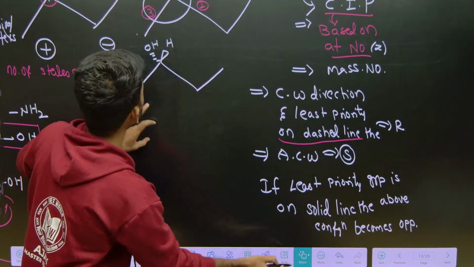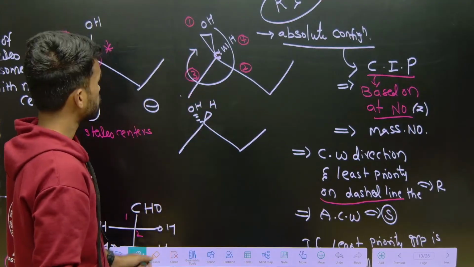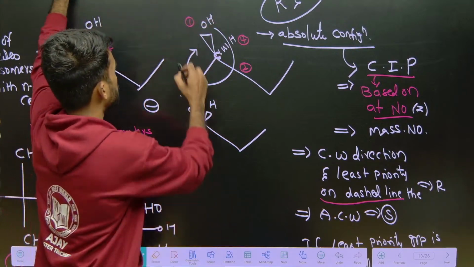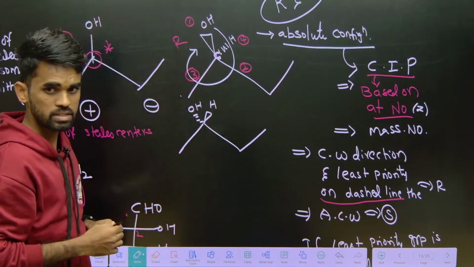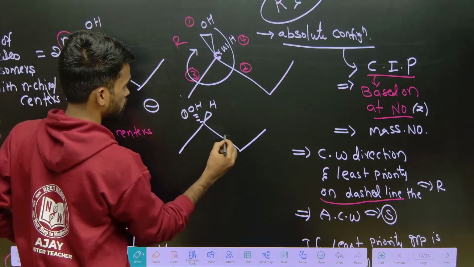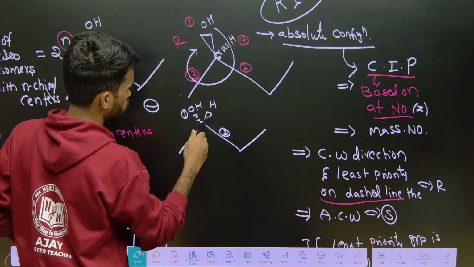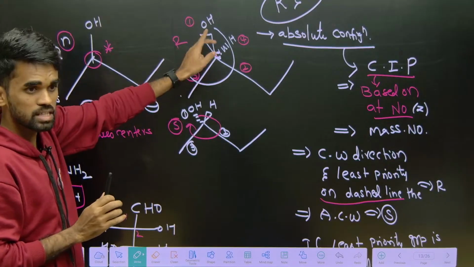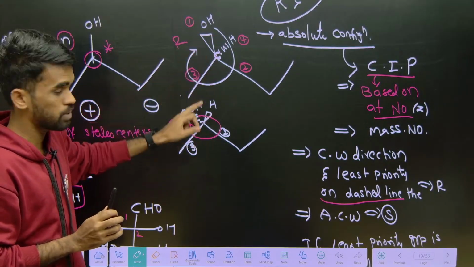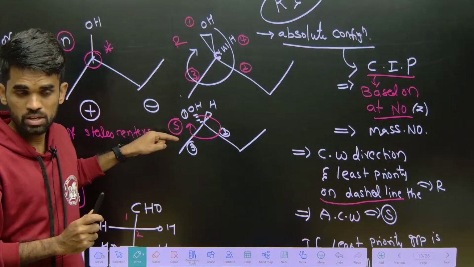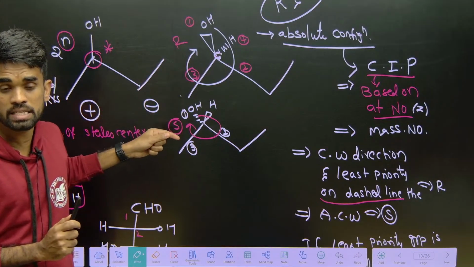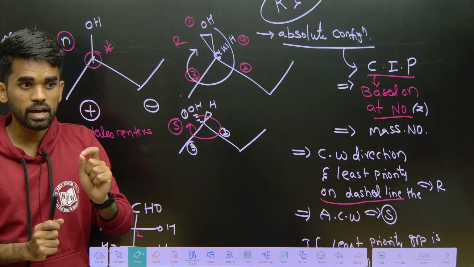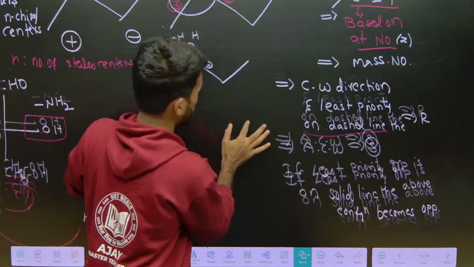Now try to identify RS nomenclature here. Least priority below the plane, clockwise direction, so it is R. Same I want for this. 1, 2, 3. So from here to here, S. Have you seen, by changing the priority groups, I mean above the plane, below the plane, the configuration becomes opposite. So now these R and S compounds are called enantiomers. There is a new term now: enantiomers. Is this clear or not?